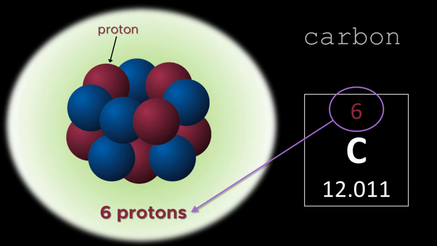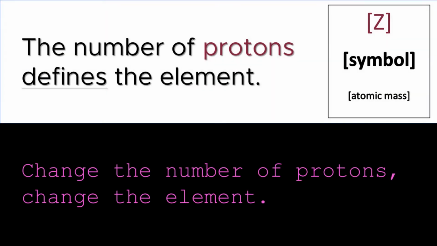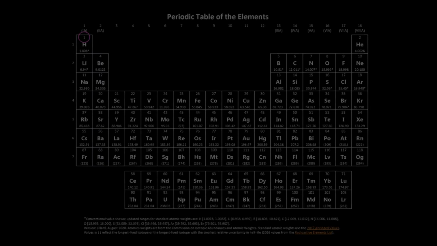Just so you know, the blue particles are neutrons. Different atoms of an element can have different numbers of neutrons and still be the same element. We'll learn more when we study isotopes. Remember, the number of protons defines the element, so if you change the number of protons, you change the element.